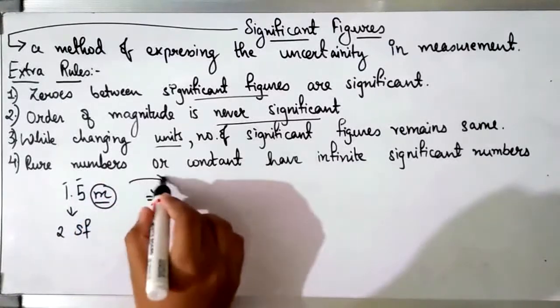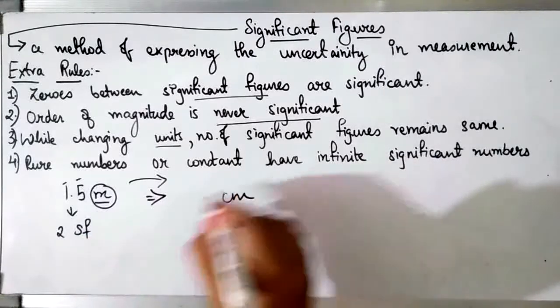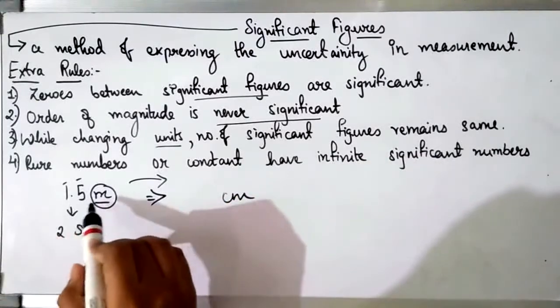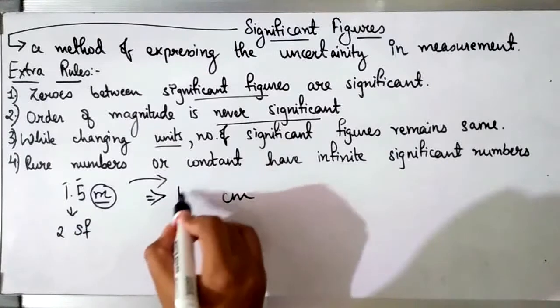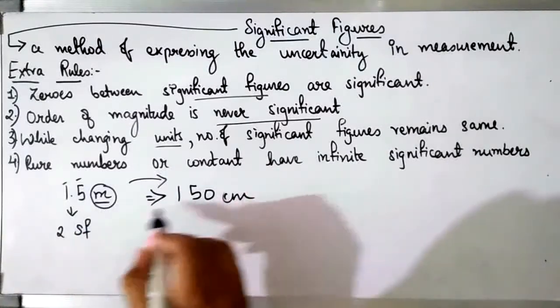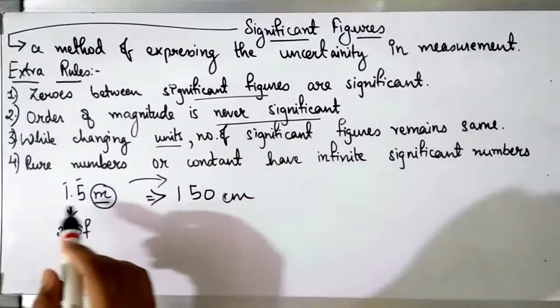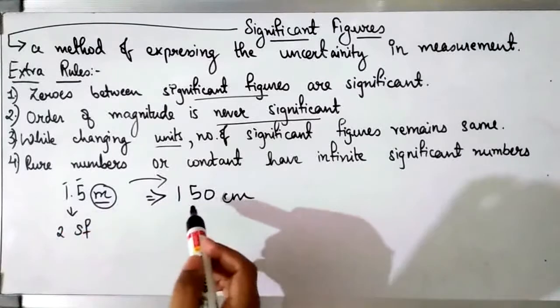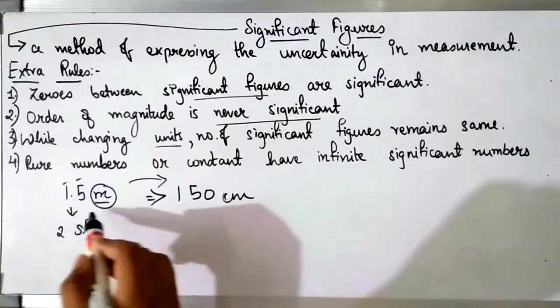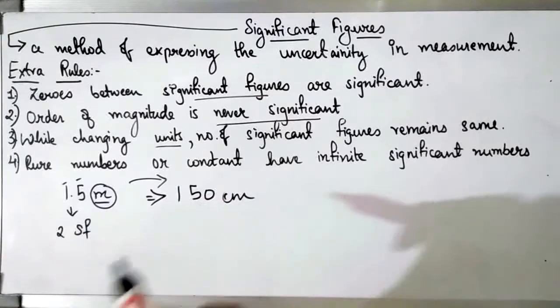So if I change the unit, that is if I change meter to centimeter, what is 1.5 meter? It is nothing but 150 centimeters. So if you see here, I have changed the unit. The values are same, I have just changed the unit. That is 1.5 meter is nothing but 150 centimeters. So whenever I change the unit, the significant figure remains the same.